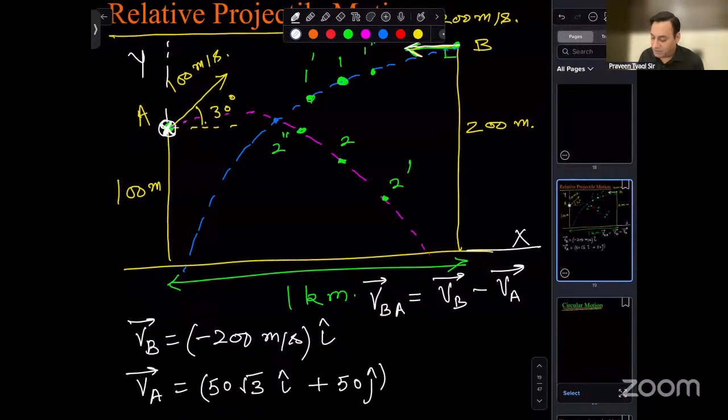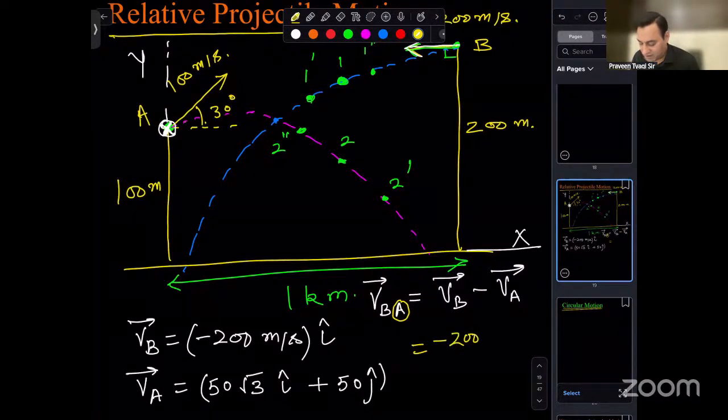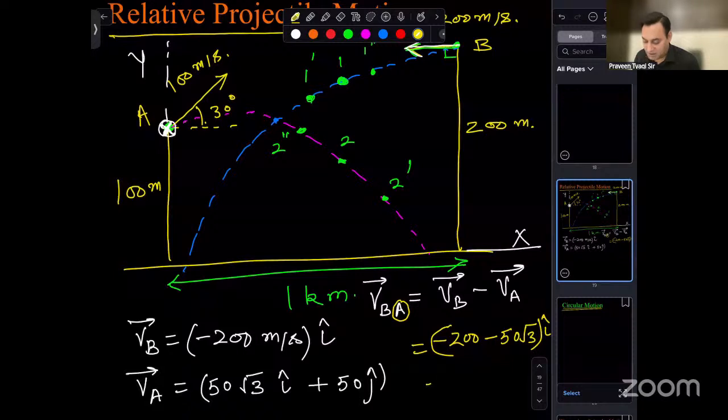Now, if I want to find velocity of B as observed by A, we are going to apply relative velocity in projectile motion. Just see this. A is the observer. Velocity of B as observed by A will be this, and this will become VB minus VA. So I will get minus 200 minus 50 root 3 I cap. We'll take minus common, and minus 50 j cap.